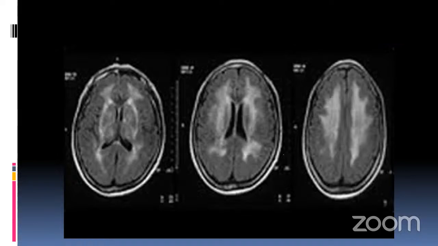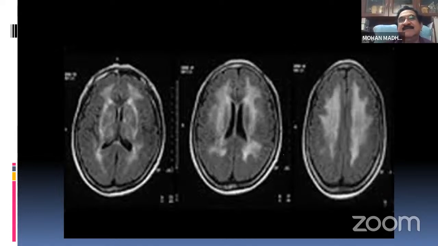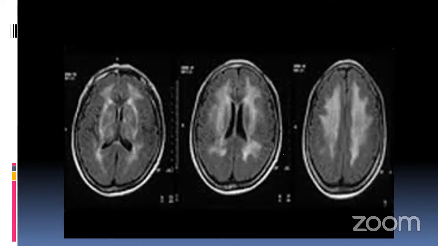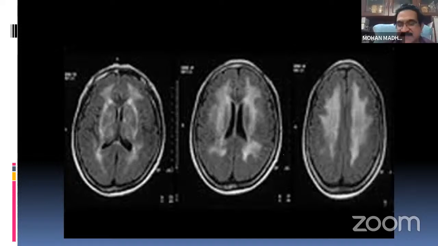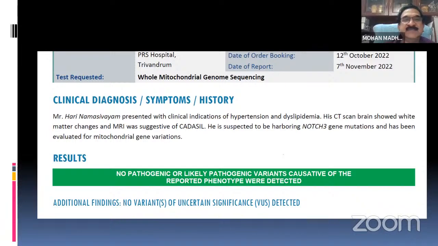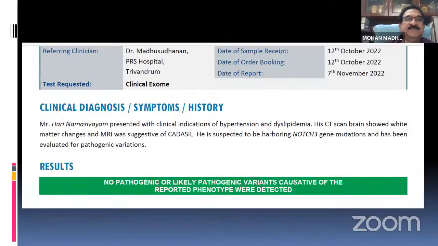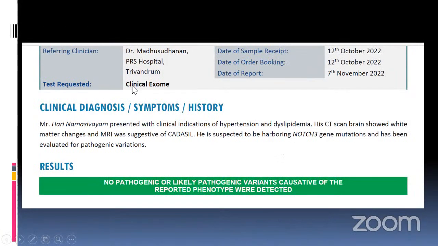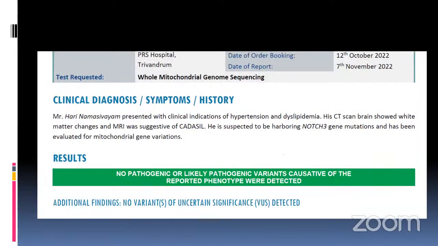Sir, if we can afford it, I think we can do a clinical exome analysis. Clinical exome was done. I did the clinical exome as well as mitochondrial genome testing. This is the mitochondrial genome. This is the clinical exome. Sir, can such things happen in the family?